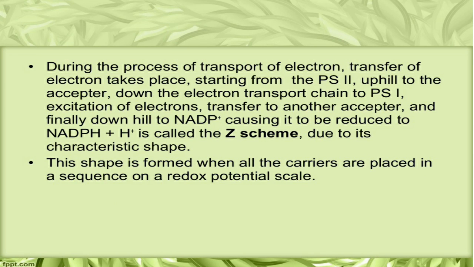During the process of transport of electrons, the transfer of electron takes place starting from PS2 uphill to the acceptor, down the electron transport chain to PS1. The excited electrons transfer to another acceptor and finally downhill to NADP plus, causing it to be reduced to NADPH. It's called Z scheme due to its characteristic shape, that is a non-cyclic pathway of photophosphorylation. This shape is formed when all the carriers are placed in sequence on a redox potential scale.